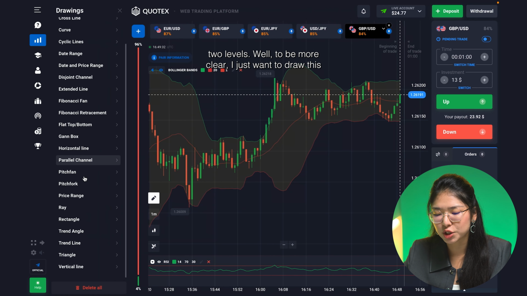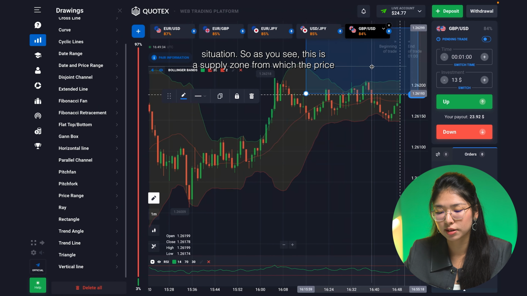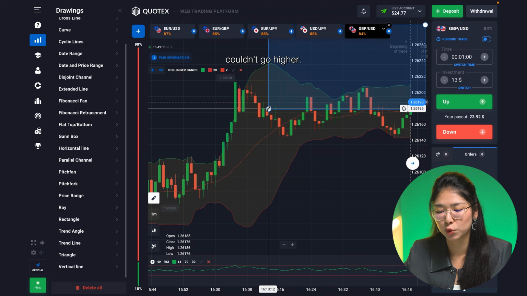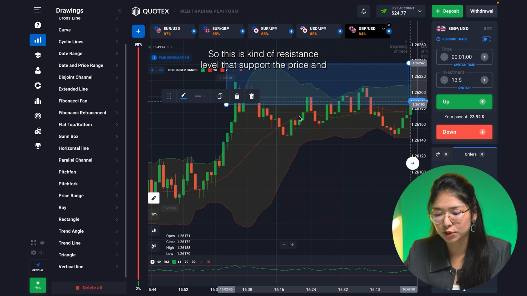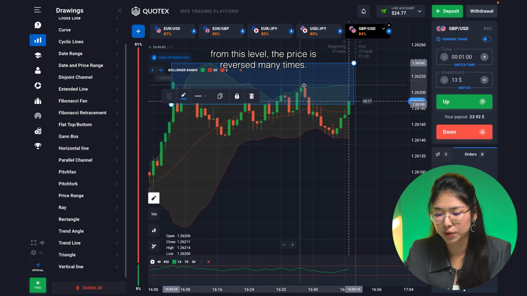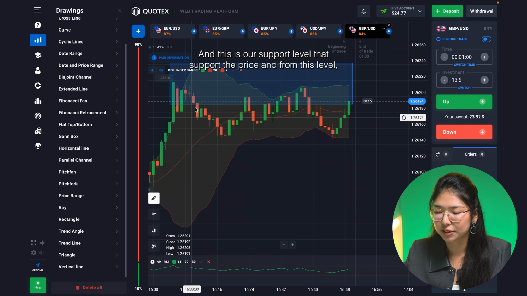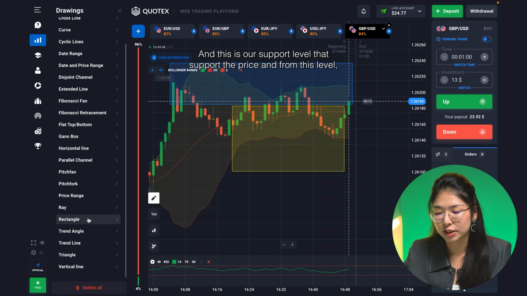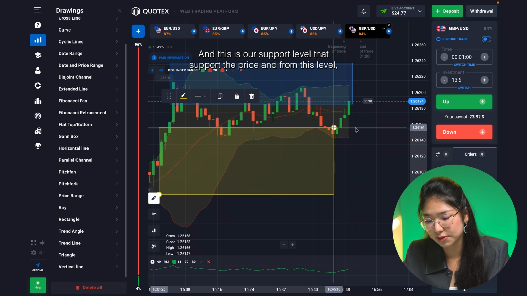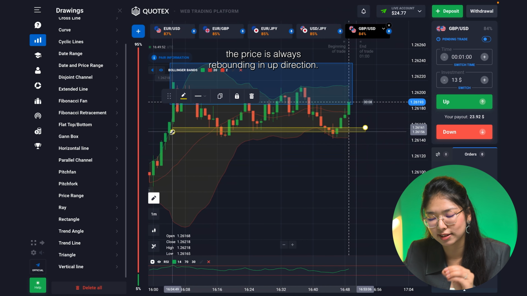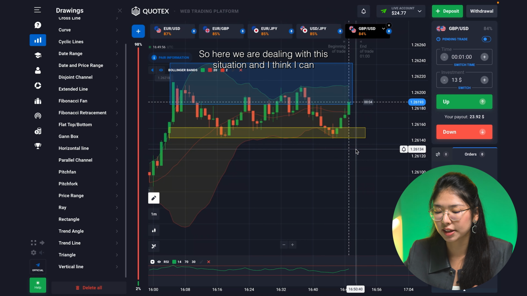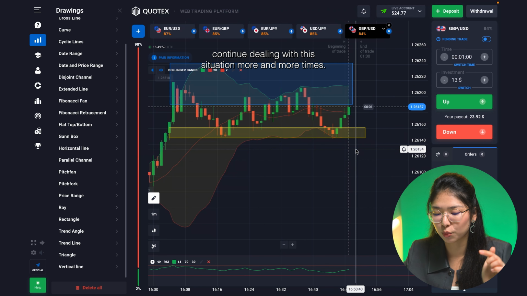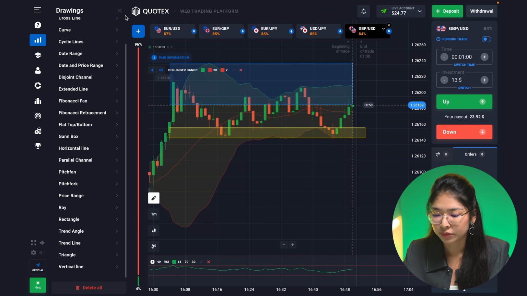Well, to be more clear, I just want to draw the situation, and as you see, this is a supply zone from which the price couldn't go higher. And this is the kind of resistance level to support the price, and from this level the price has reversed many times, and this is our support level that supports the price, and from this level the price is always rebounding in up direction. Here we are dealing with this situation, and I think I can continue dealing with this situation more and more times.